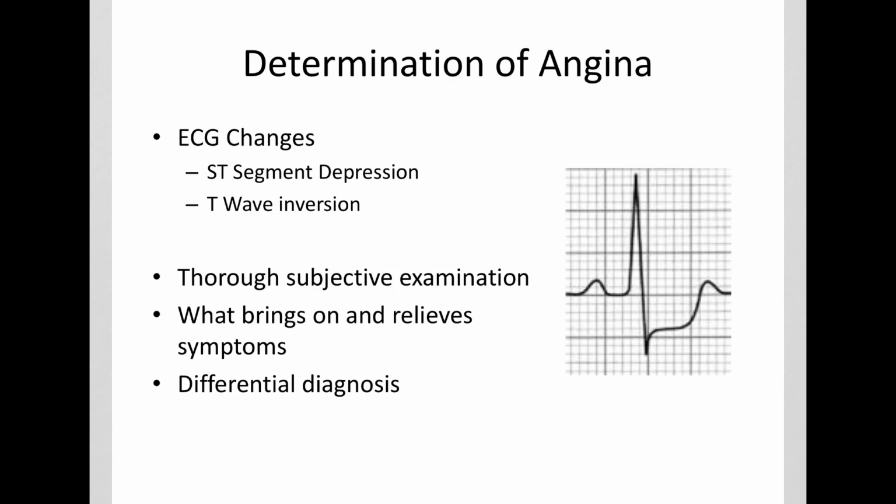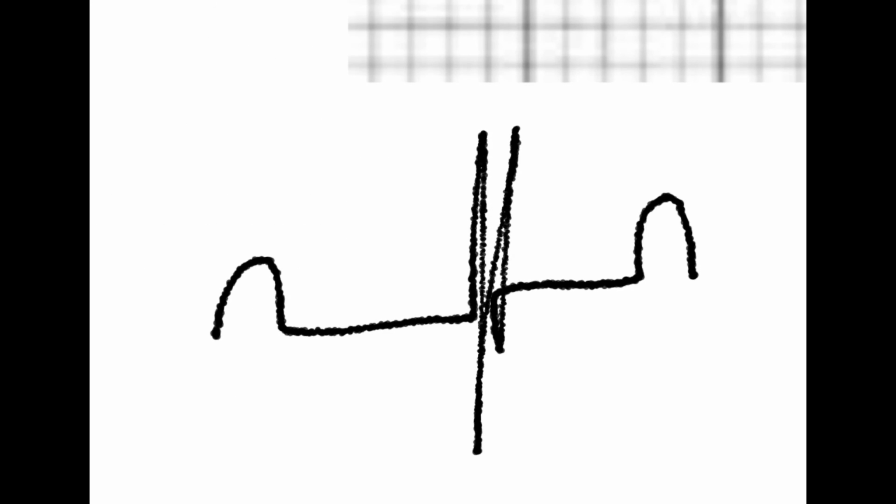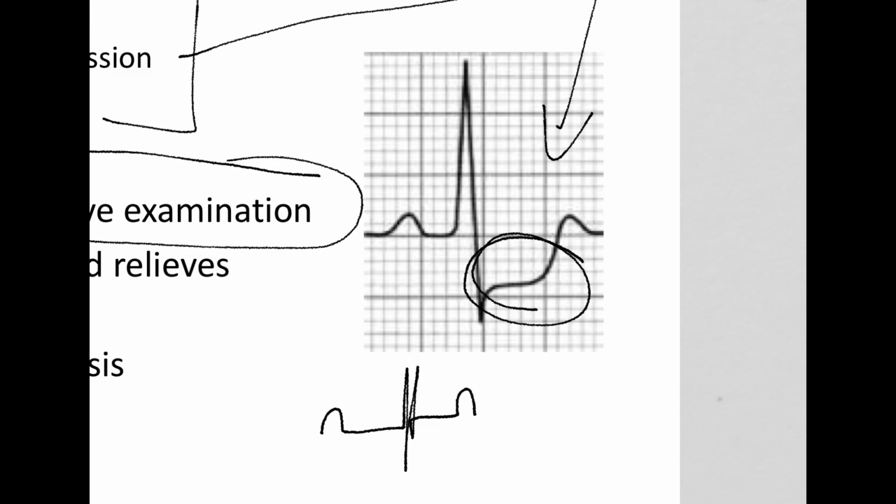How do they determine it? Subjective examination, asking good questions. What brings it on? What relieves it? Does it hurt during certain activities? And then on the EKG, if the person is experiencing angina right at the time that you're with them, the hallmark sign is the ST segment depression. So we think of the P wave, QRS, T. That should normally be nice and flat there. But for this patient who's having angina, what you see is this depression right here, ST segment depression.